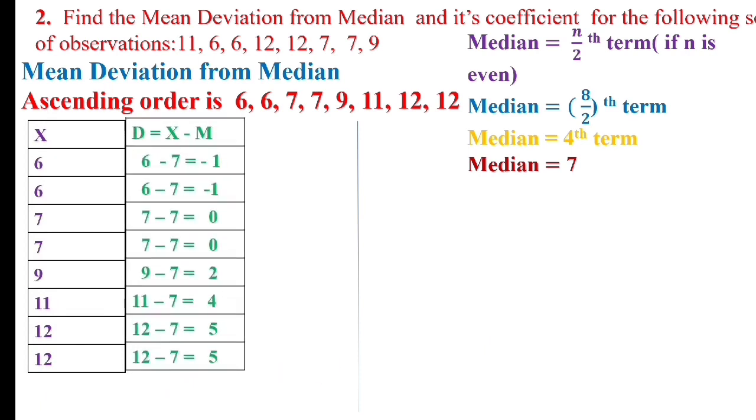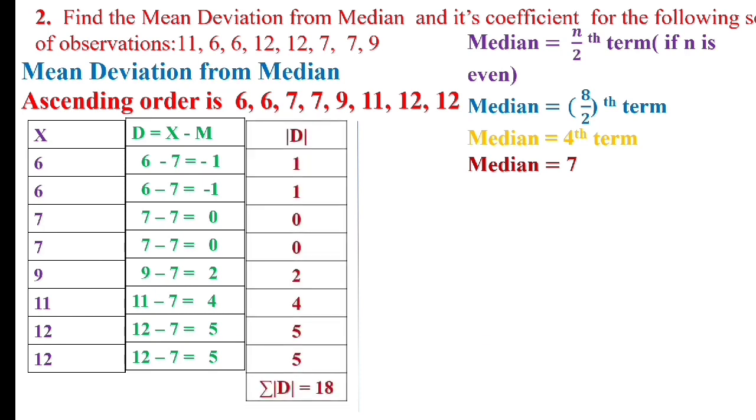6 minus 7 is minus 1, 6 minus 7 is minus 1, 7 minus 7 is 0, 7 minus 7 is 0, 9 minus 7 is 2, 11 minus 7 is 4, 12 minus 7 is 5, 12 minus 7 equals 5. So these negative and positive values will be written as only positive values. Minus 1 becomes 1, minus 1 becomes 1, 0, 0, 2 becomes 2, 4 becomes 4. Here we need to remember a negative value is considered as a positive value. The remaining positive values are written as they are. Total of D values is 18.